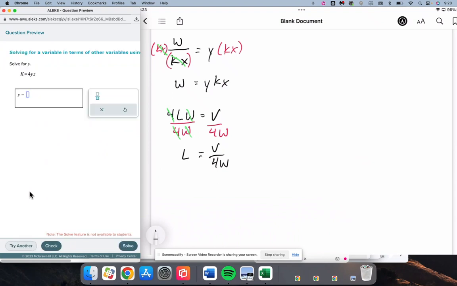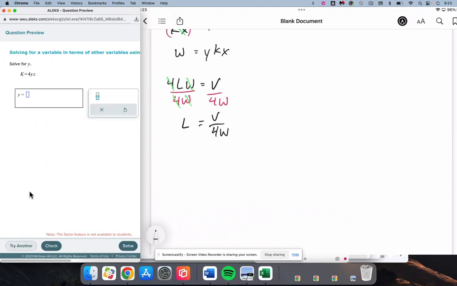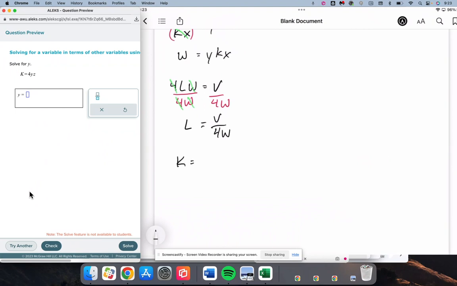Okay, and so we have k is equal to 4yz. We want to solve for y. And so we're going to divide by 4z. And on the right side, the 4 is going to divide out evenly, and z is going to divide out evenly, leaving y. So we've got k over 4z equals y.